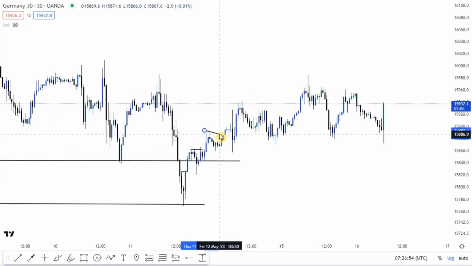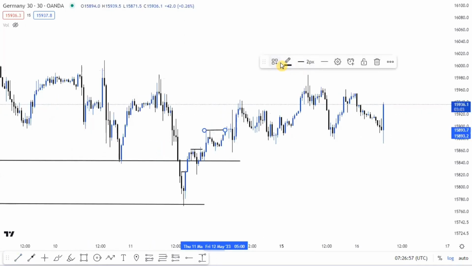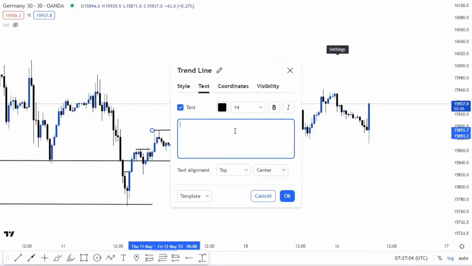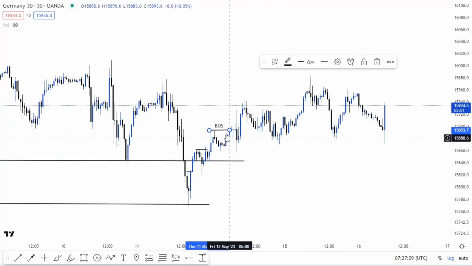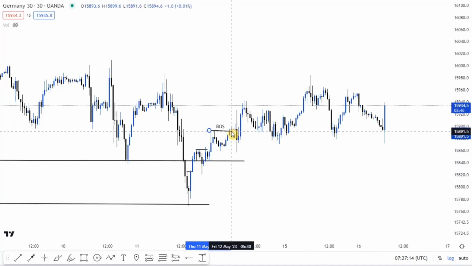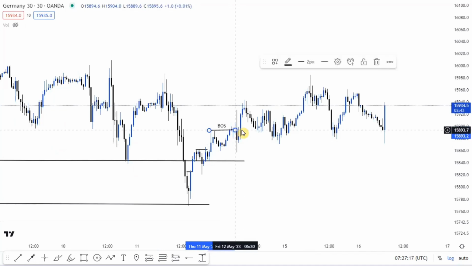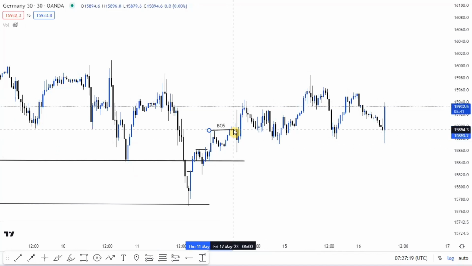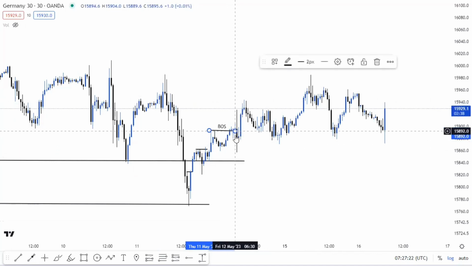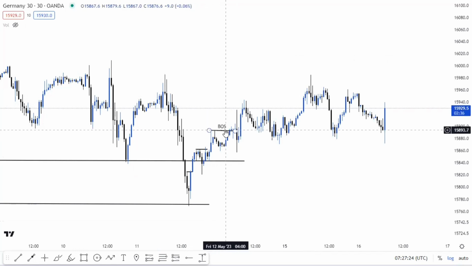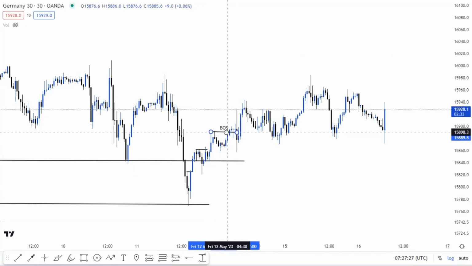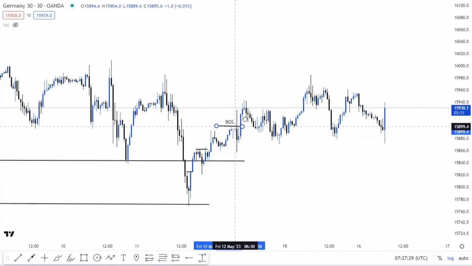So now we have another break of market structure, our BOS. And the market kept creating those highs. This is our BOS, a break of market structure. Now after this break of market structure, the market actually did break another high, creating a higher high. After that we have a new high being created.